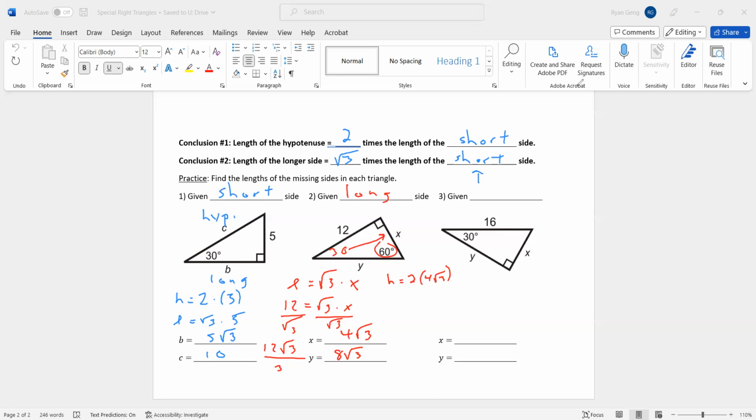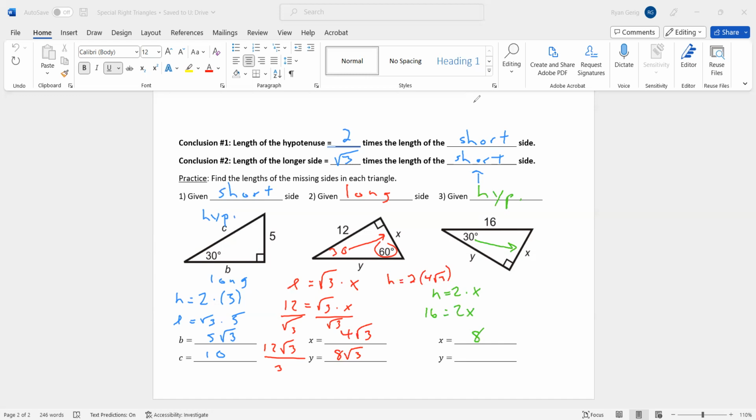All right. Last one, first example was short leg, second example was long leg. You can probably guess what the last one's going to be. I'm going to give you the hypotenuse. If I give you the hypotenuse, which conclusion do you need to start with? It's got to be conclusion number 1. The hypotenuse is equal to 2 times the short leg, and the short leg in this problem is, again, x. Hypotenuse is 16. Divide by 2, you get x equals 8.